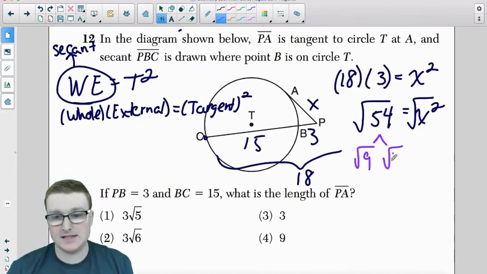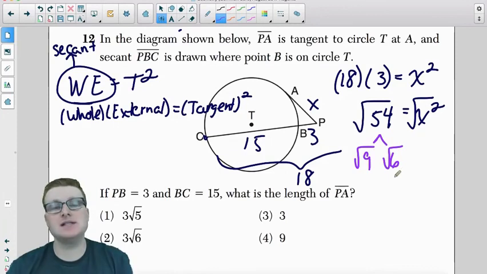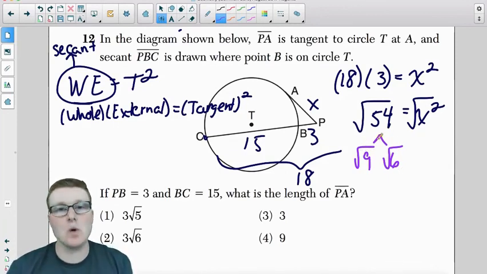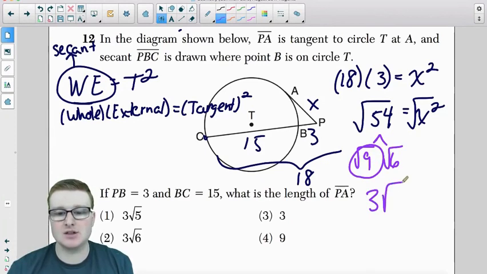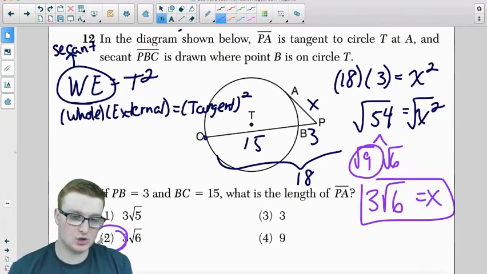And then 6 carries on for the ride, because 9 times 6 gives you 54, but we're breaking it down in terms of radicals. The square root of 9 is the highest perfect square of radical 54. So the square root of 9 is 3. The radical 6 comes along for the ride. That equals your value of x. Your answer is choice 2.